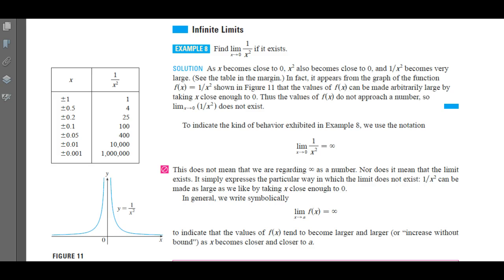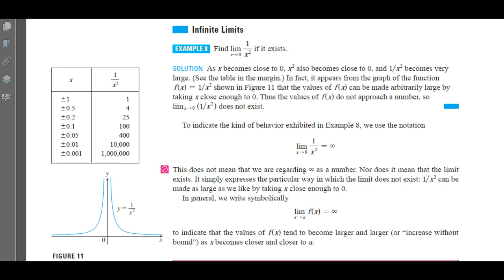Solution. As x becomes close to 0, x squared also becomes close to 0, where I get small numbers, and 1 over x squared becomes very large. There's a table of values. So you put in 0.5, you get a 4, then 25, 100, and a million there. This is the graph. It's very similar to the graph we were just looking at. It appears from the graph of the function f of x, shown in figure 11, that the values of f of x can be made arbitrarily large by taking x close to 0. You can get it as big as you want by making x smaller and smaller. Thus, the values of f of x do not approach a number, so the limit does not exist.